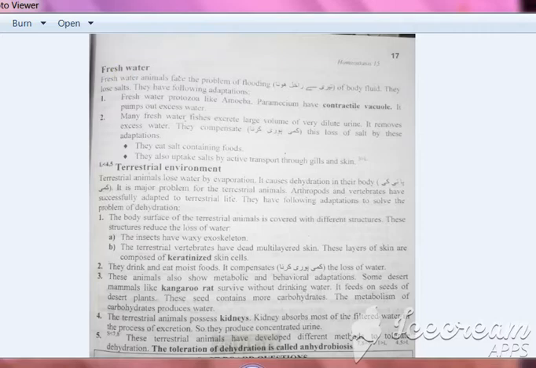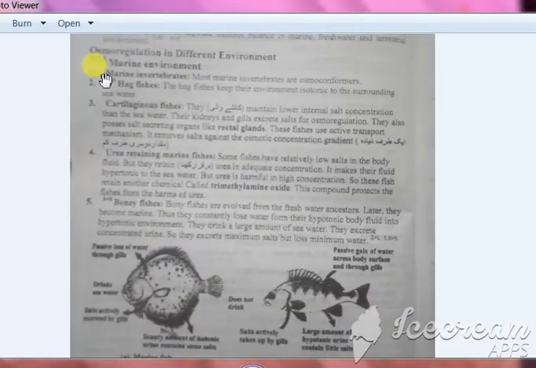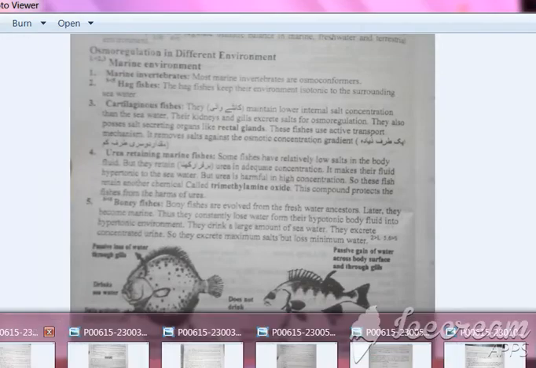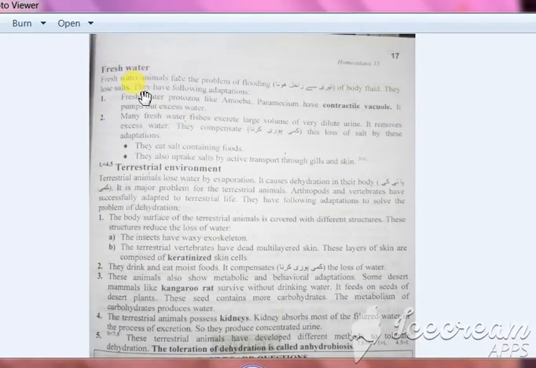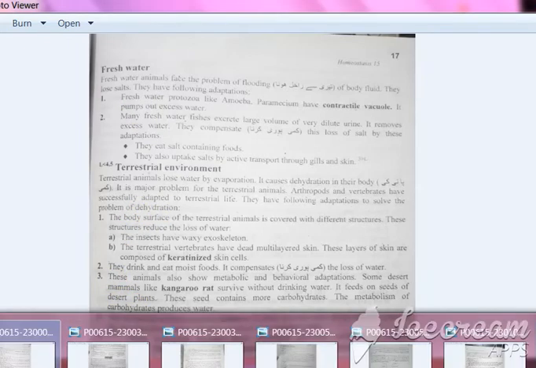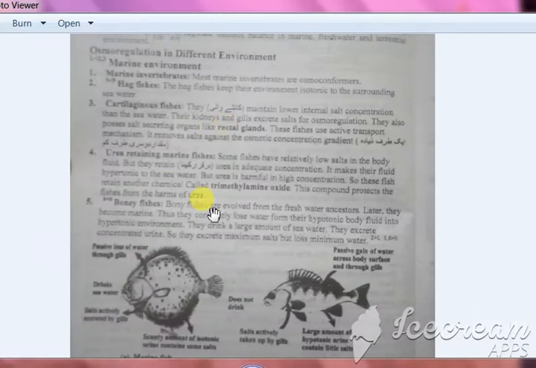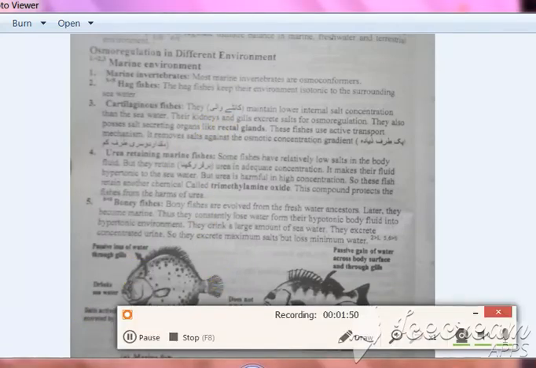The difference between these two environments is that the marine environment is rich in salts, with a maximum amount of salt present there and a low concentration of pure water, while in fresh water there is a least or negligible amount of salts, but a maximum amount of water is present. So we will discuss how they regulate with the environment, how they survive, and what mechanism they use to adapt themselves to different environments.